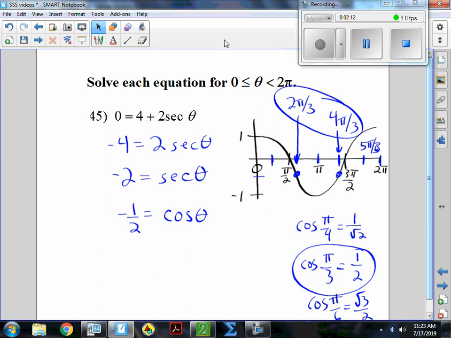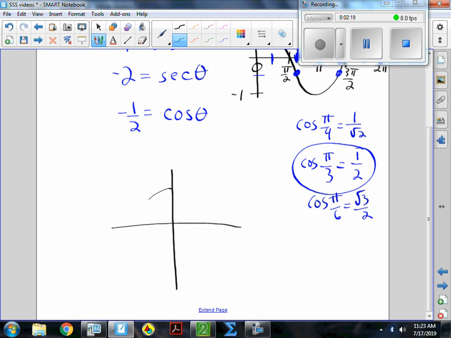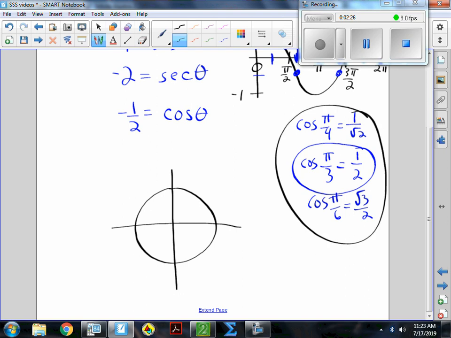I can also look at this from the perspective of the unit circle. I still have to know my exact values, so know that I'm talking about cosine pi over 3 is equal to 1/2. So pi over 3. I also have to know that cosine theta is equal to x over r, which means that cosine is negative in quadrants 2 and 3.